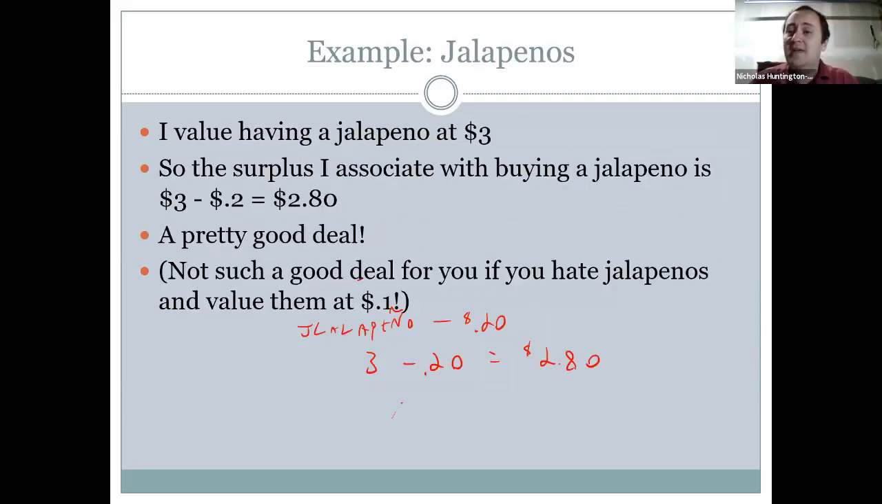So that's how we can calculate the economic surplus associated with a particular option that we have, right? The option here is either we buy the jalapeno or we don't. Well, then, here's what we get. The benefits exceed the cost. The cost benefit principle says that we should buy this jalapeno. And so we do.